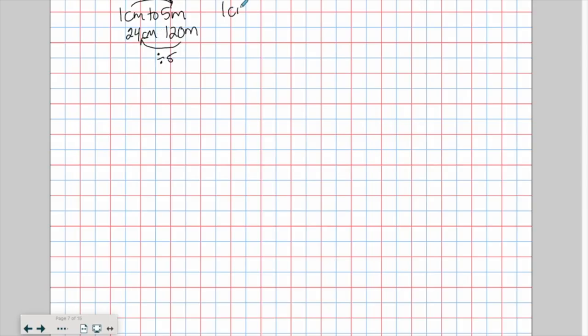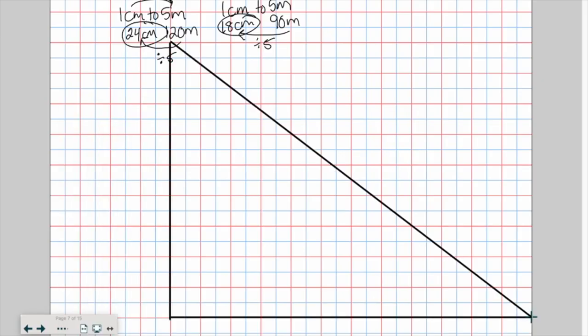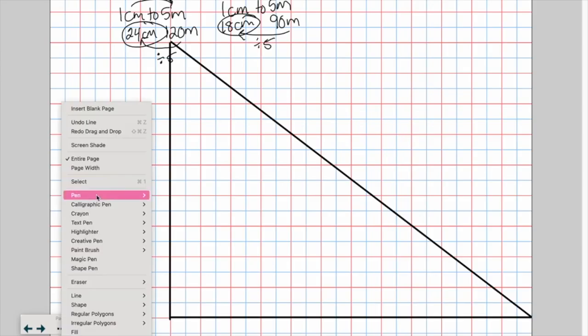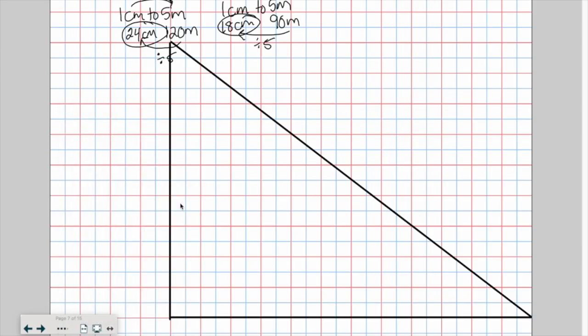And then our height, 1 centimeter to 5 meters. Height was 90 meters, so 90 divided by 5 is 18 centimeters. So assuming that this grid paper is centimeters, there is our park that is using the scale of 1 centimeter to 5 meters.